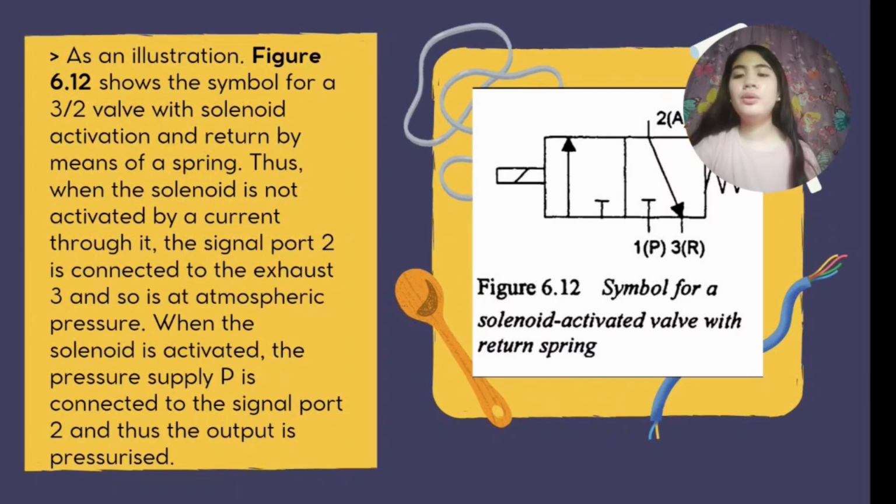In this slide, we'll look at a 3x2 valve controlled by a solenoid with a spring return. When the solenoid is not energized, the signal port is connected to the exhaust so that the output has no pressure, but when the solenoid receives electrical current, the valve shifts and connects the pressure supply to the output port. This configuration is commonly used when we need an electrically triggered pressure output.